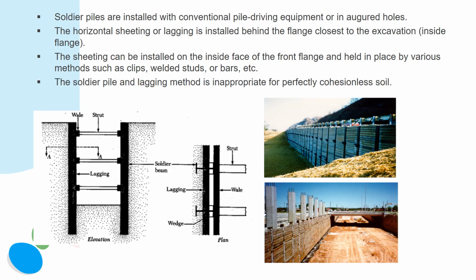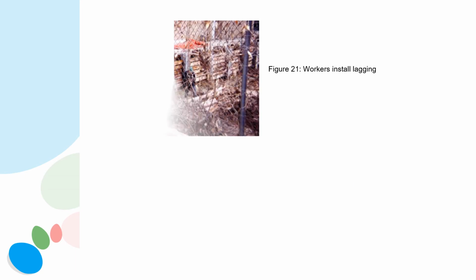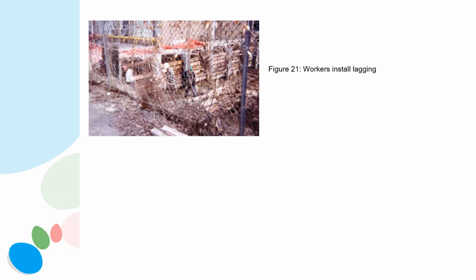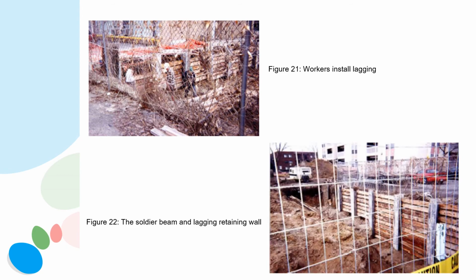The soldier pile and lagging method is inappropriate for perfectly cohesionless soil. For cohesionless soils, sheeting must be used. Figure 21 showed the workers install lagging, while Figure 22 showed the soldier beam and lagging retaining wall.